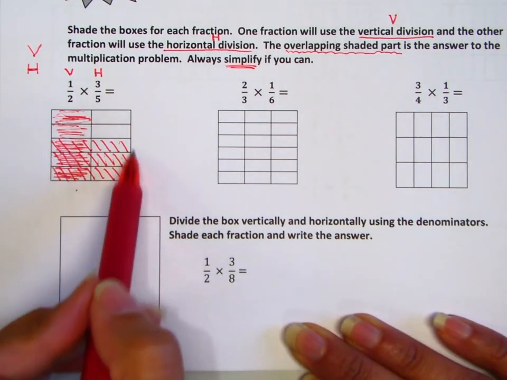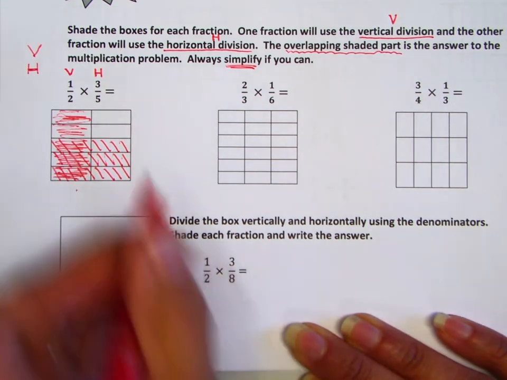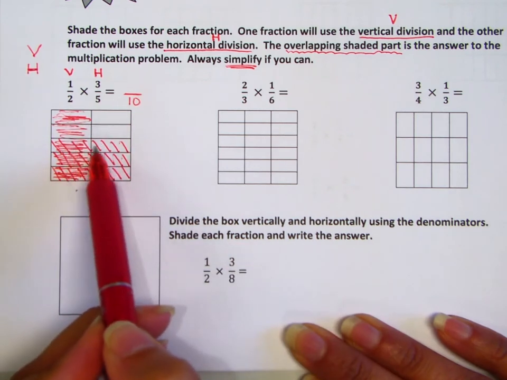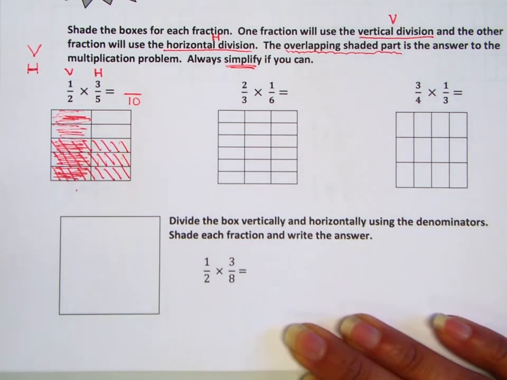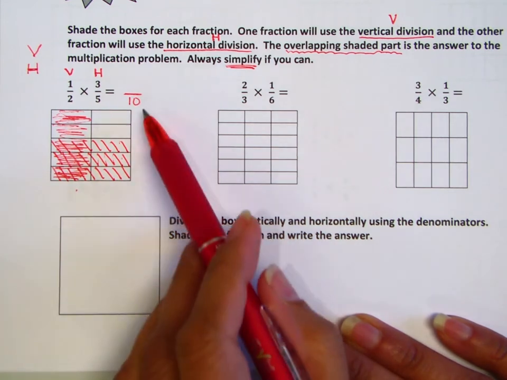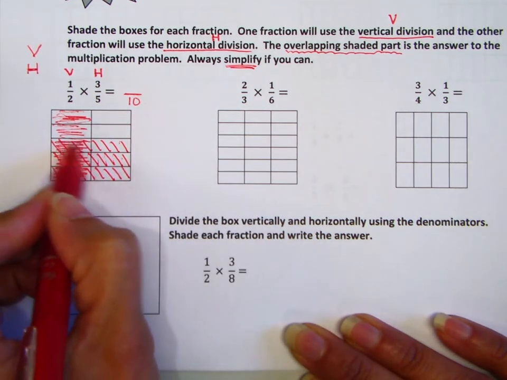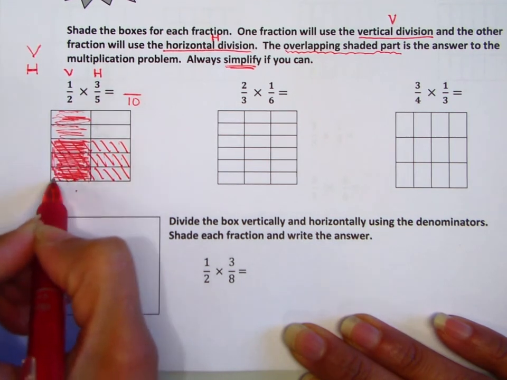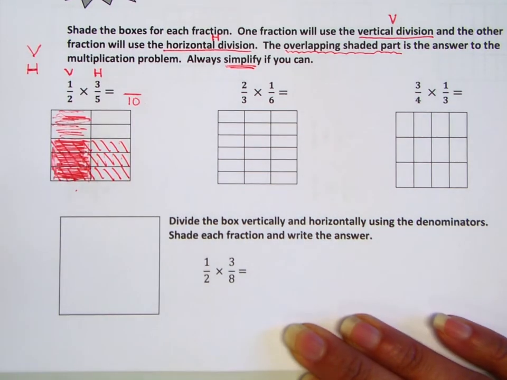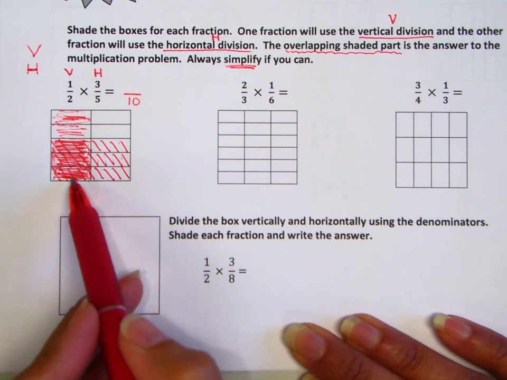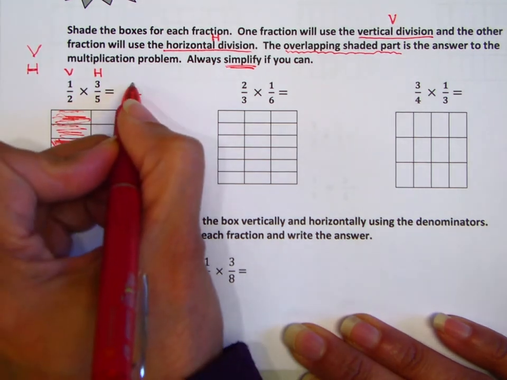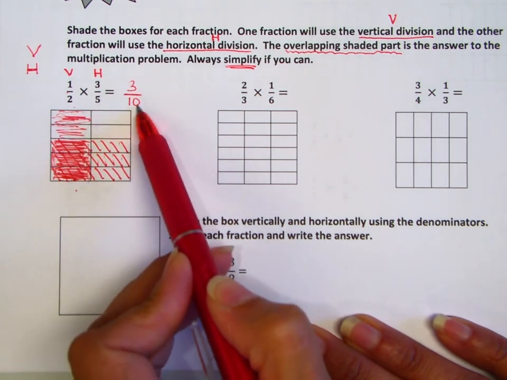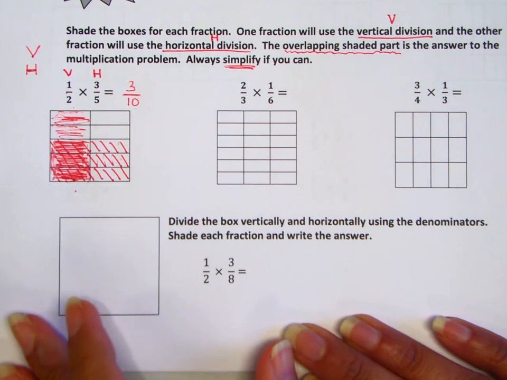How many boxes? When we divided vertical and horizontal boxes, we ended up with a total of 10 boxes. 1, 2, 3, 4, 5, 6, 7, 8, 9, 10 boxes. So that's our whole, that's our denominator. And we look at our overlapped shading, and I can darken that to make it easier to see. How many did I shade that overlap? 1, 2, 3. So 1/2 times 3/5 is 3/10. So let's practice on another problem.